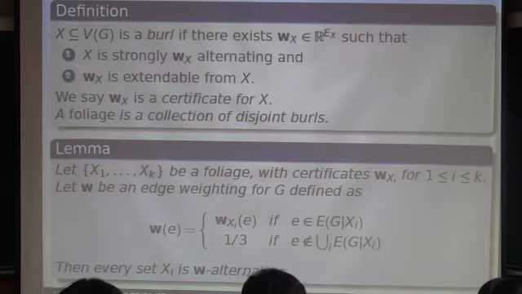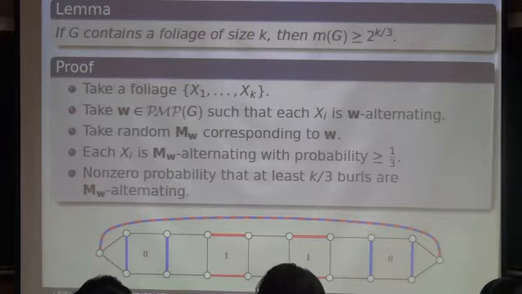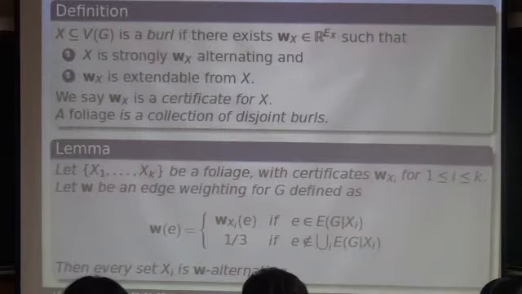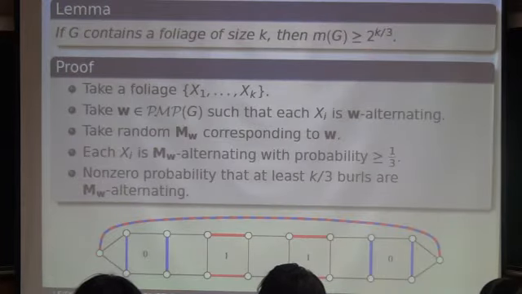So basically what we want to do, this says explicitly, is take the union of these local weightings by taking the weighting on every set and then putting 1/3 everywhere else. And sorry, a burl is one of these nice sets, and a foliage is a collection of them, disjoint. So if G contains a foliage of size k, then the number of perfect matchings in the graph is at least 2^(k/3).